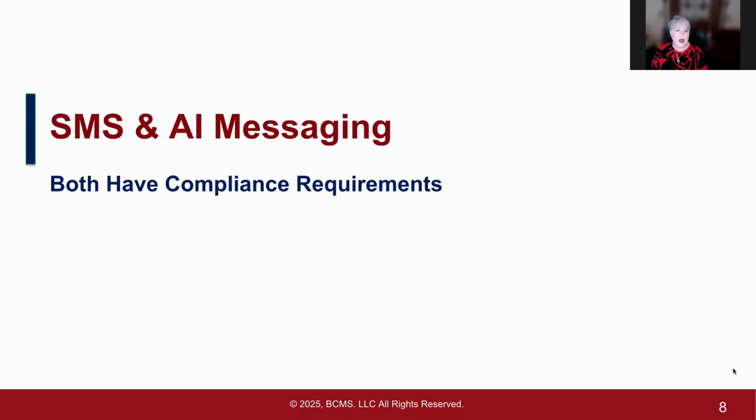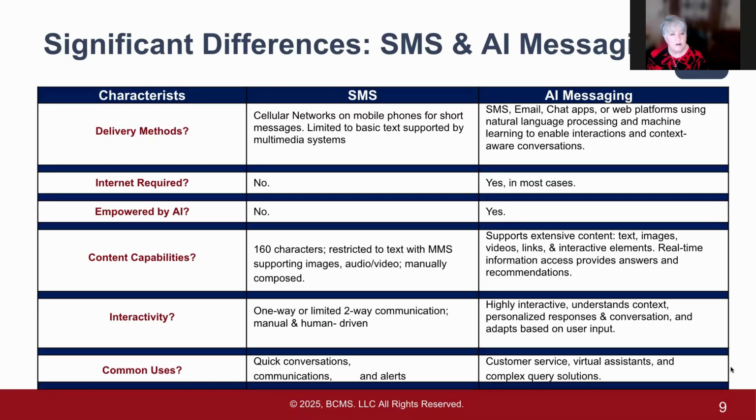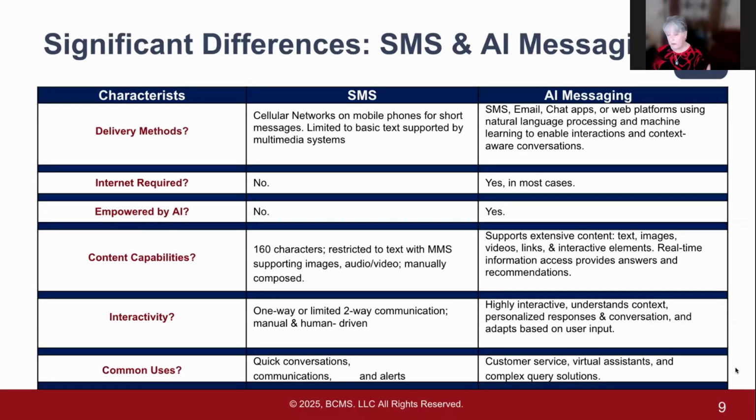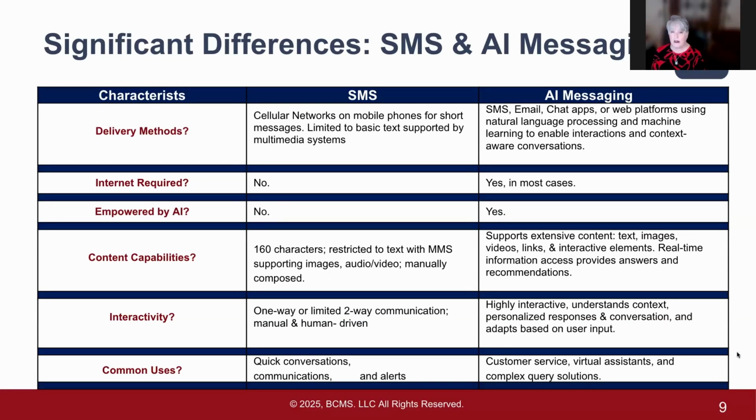Thank you, Jody. I'm going to be talking about SMS messaging and AI messaging, and both of them have compliance requirements. Next slide, please. So there are significant differences. There's a lot more than this, but this is all I can fit on a slide. When we look at the delivery methods for SMS, typically we're dealing with a cellular network on mobile phones, versus AI. Certainly it can use cellular, but typically it relies on the internet and email, chat apps, web platforms, that type of thing.